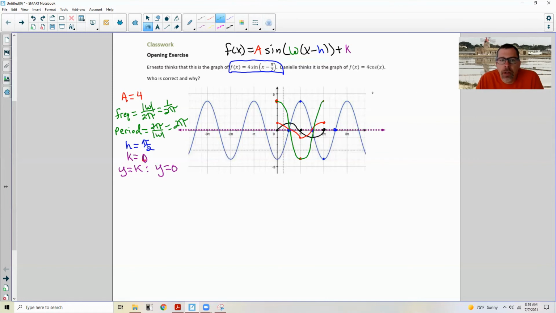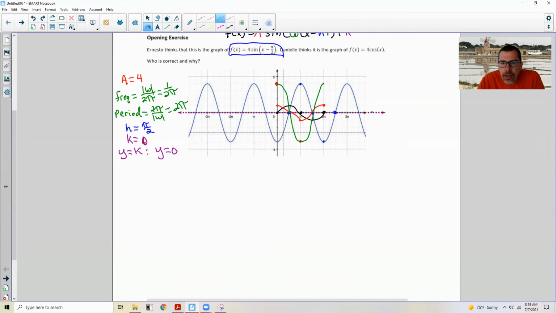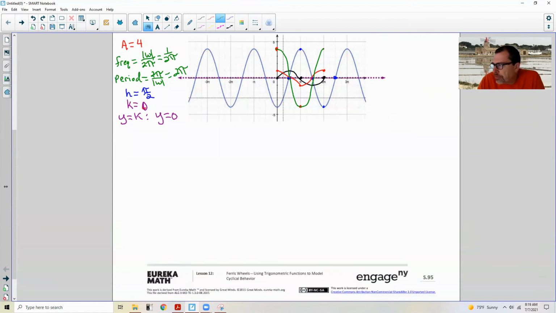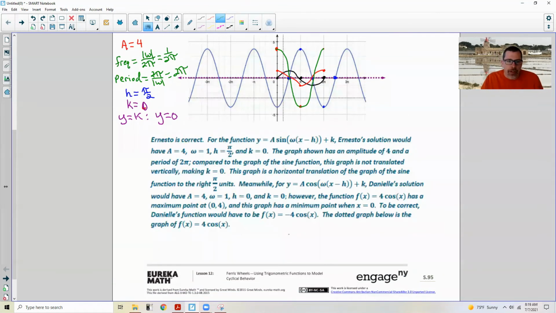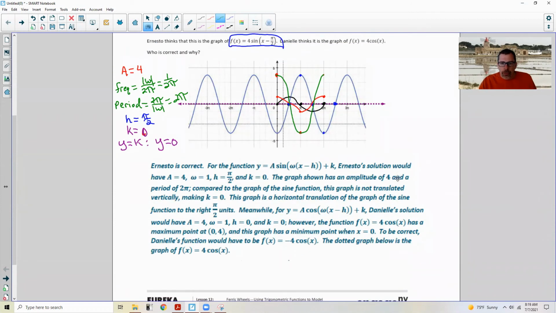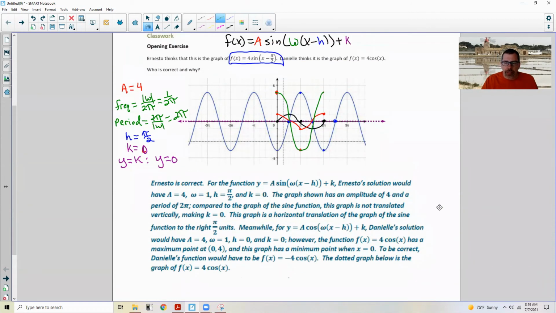Okay. So obviously Ernesto is correct. And if we wanted to put this into words, we would say all this. We'd say Ernesto's correct. For the function y equals a sine omega x minus h plus k, Ernesto's solution would have a equals 4, omega equal 1, h equals pi over 2, and k equals 0, which I have all up over here.